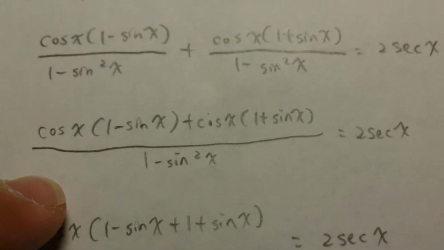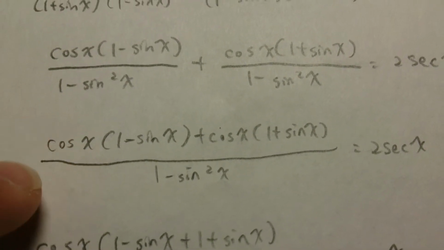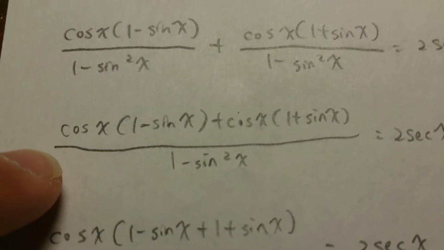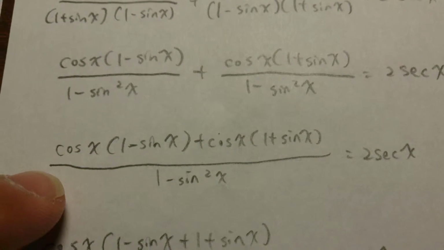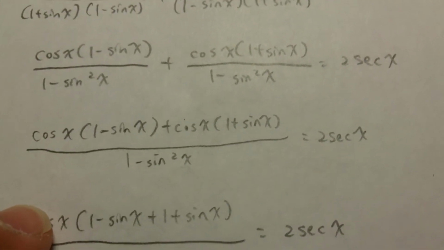And then since we have the common denominator, we can combine these two terms, and it becomes cosine x times 1 minus sine x plus cosine x times 1 plus sine x divided by 1 minus sine square equals 2 secant.